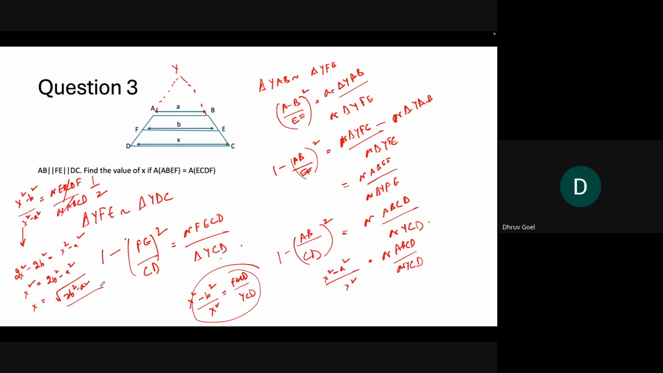I hope this question is also clear to everyone. All three questions, barring the second, belong to similarity, and similarity is one of the very important concepts of geometry. Generally, it has been seen that out of 3 to 4 geometry questions in the paper, one question is definitely from the similarity concept. So this is very, very important. Don't leave this particular concept.